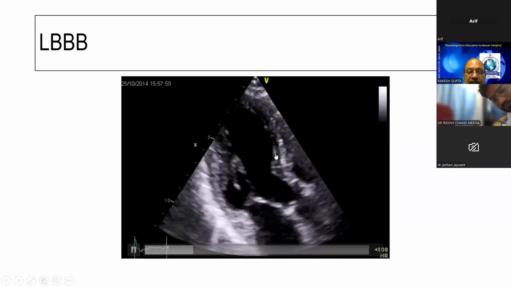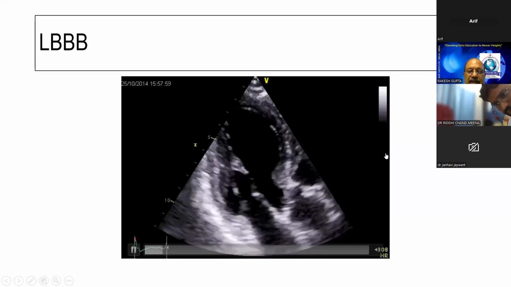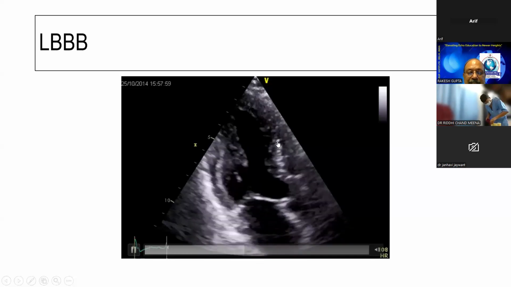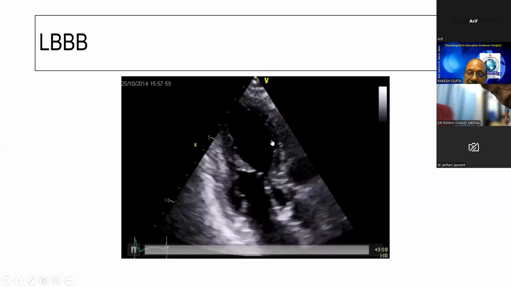But sir, not much clear. It is jerky, but thickening is maintained in the septum. Thickening is normal. Can you appreciate the thickening? Yes, sir. So this is a case of LBB with normal LV systolic function. That's one point. You see a maintained endocardial thickness and thickening while contraction.